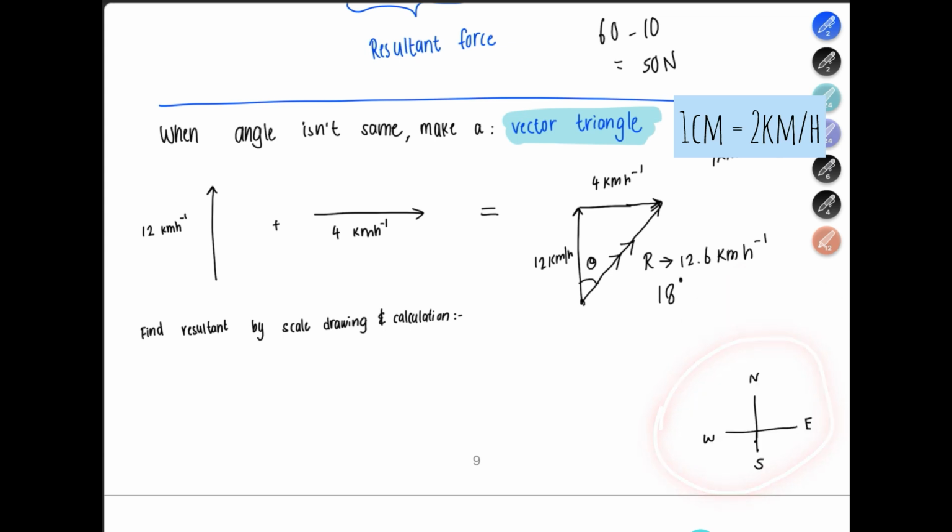So I learned it this way: north, east, south, west. You can say never eat soggy worms. Okay, never eat soggy worms, and that's how you can memorize this. So 18 degree to what? This is moving upwards, right? So this is something like this, moving upwards, and you can say it's 18 degree east of north, okay?